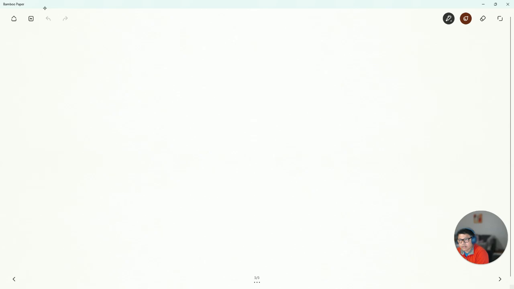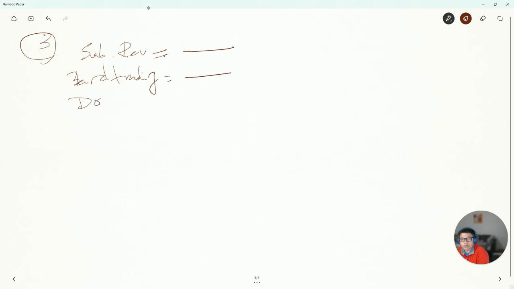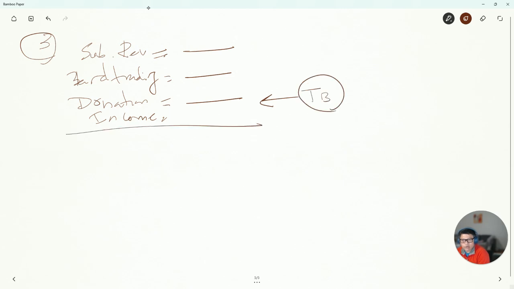the inclusive income statement. You bring up all the revenue you already calculated. The first one is subscription revenue, the one we already calculated. We bring this back. The second is bar trading revenue. We bring this back. The third is donation income, because we haven't taken it out yet from the trial balance. So this is coming from your TB, trial balance. Look at the trial balance and bring that one. Add all of those, and that will be your total income.